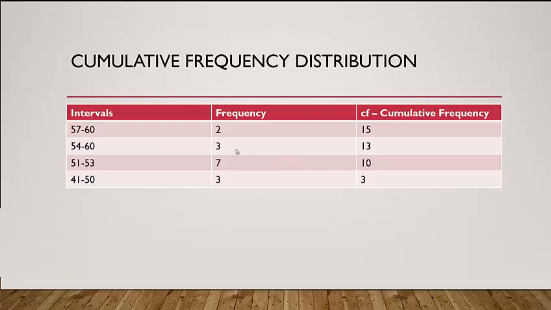54 to 60, we had 3. We're up to 13 occurrences. And then finally 57 to 60, we had 2. We're at 15 occurrences. This is going to be important, and I'll show you why in a minute.